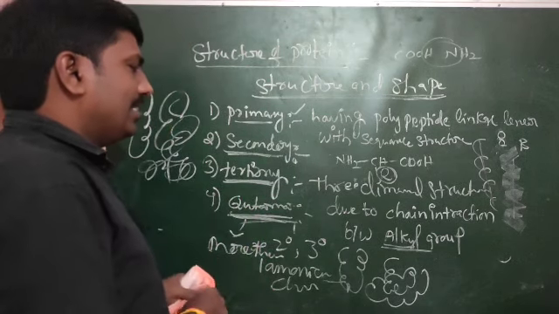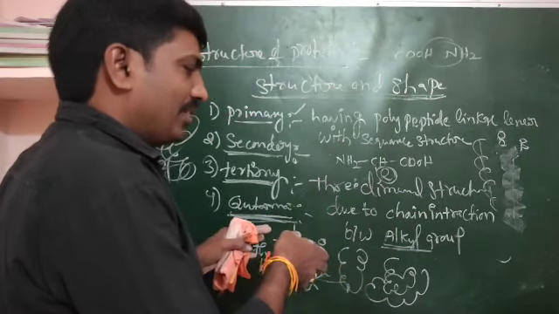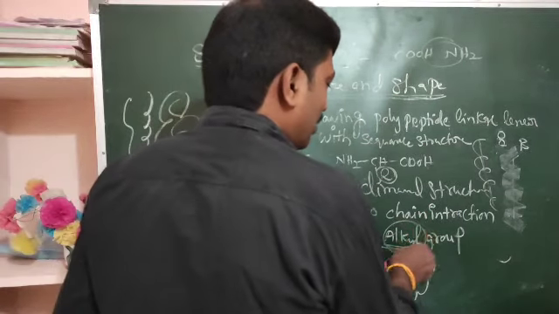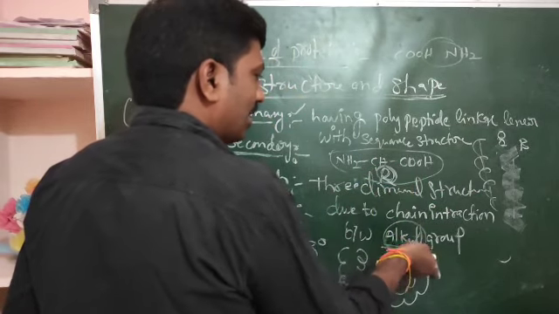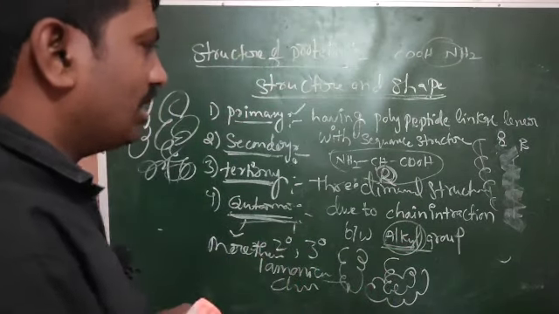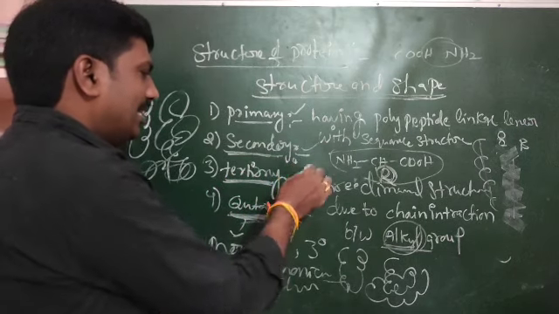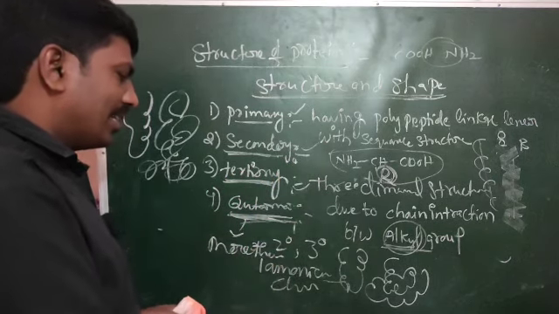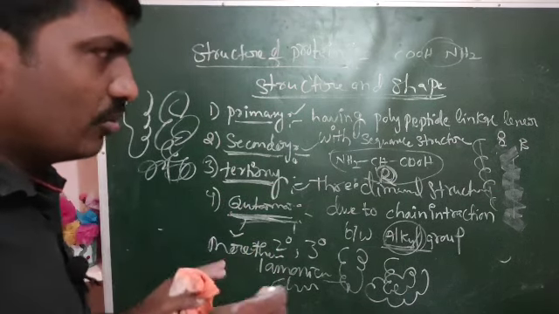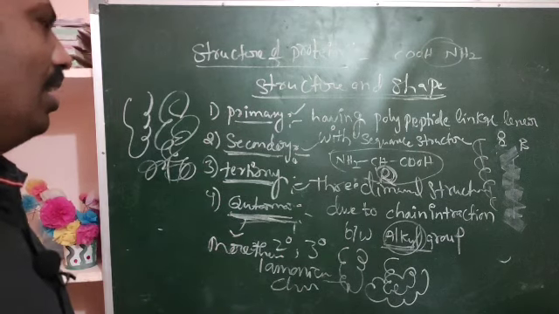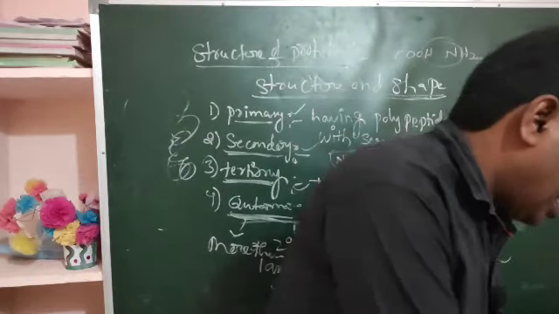Okay, next, tertiary compound: three-dimensional structure due to the chain interaction between the alkyl groups. Alkyl group means this R in the amino acid. R means alkyl group. That R linked with another compound, we will call tertiary. Next, quaternary: secondary and tertiary combined. More than one amino acid chain present in the group is what we will call quaternary. So easy only. Thank you. Next class we will discuss enzymes.